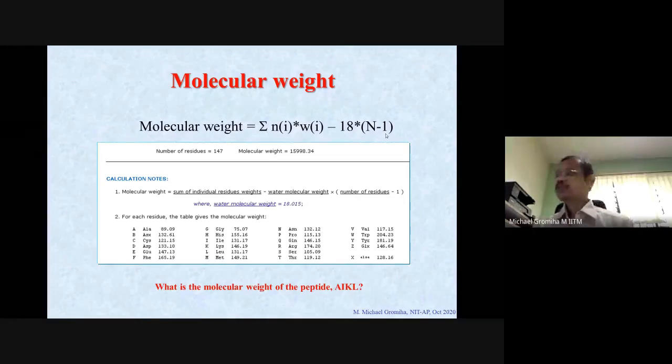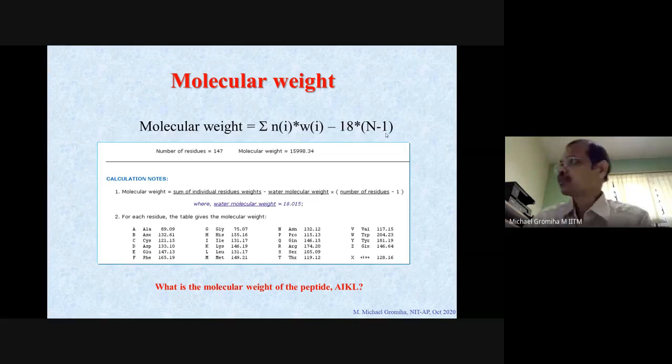Yeah, that is because if you have n residues in a peptide, it releases n minus 1 water molecules. This is the reason. Okay.